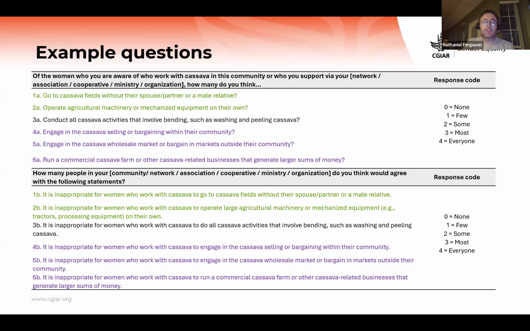Right, and feel free to stop me if there's any questions, because I know this is a lot of information. So looking at the mobility and division of labor module of the survey, I just wanted to show you what some of these questions look like.